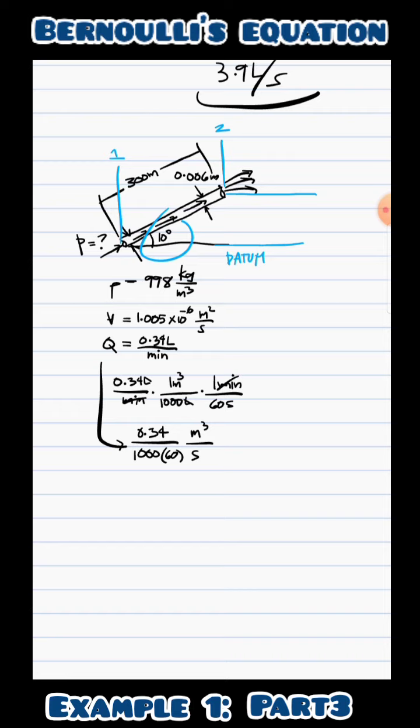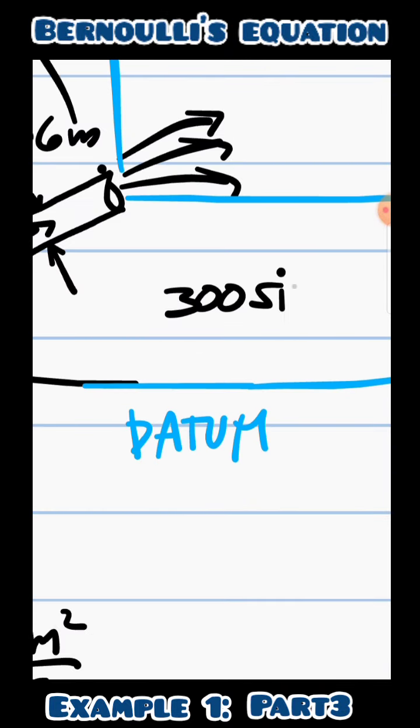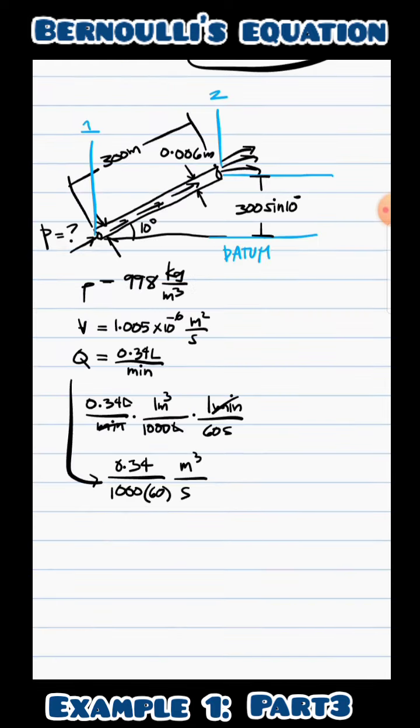So we're given the angle and the hypotenuse. You can see this is a triangle. So this is going to be 300 sine of 10 degrees. You can solve it on your own if you want. Sine of 10 degrees is the opposite side over the hypotenuse, and so the opposite side is going to be 300 sine of 10 degrees.